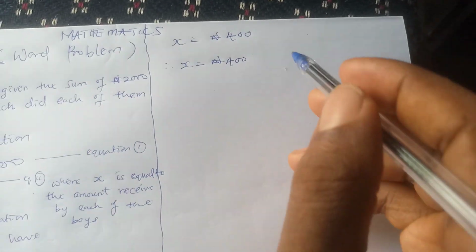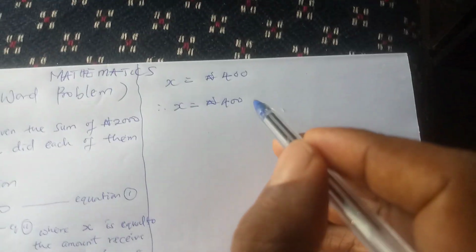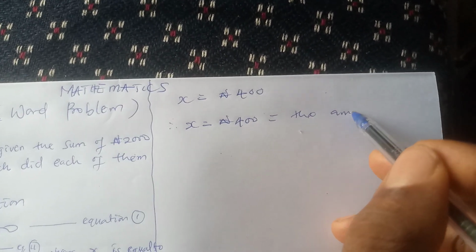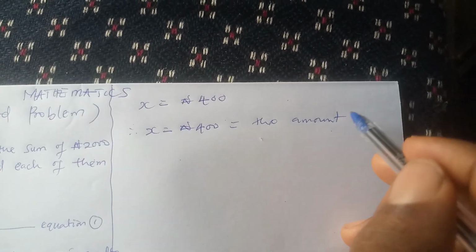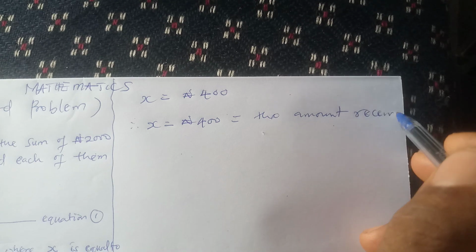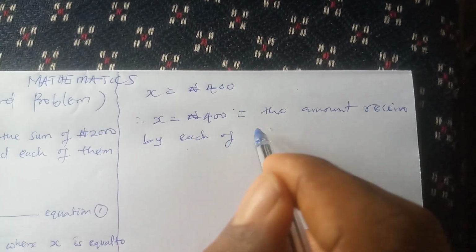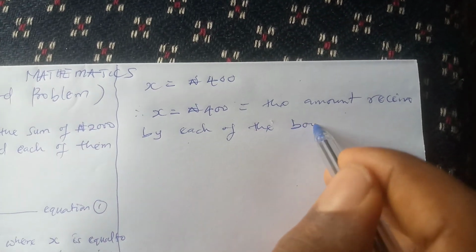So therefore, x equals 400 naira, which equals the amount received by each of the boys.